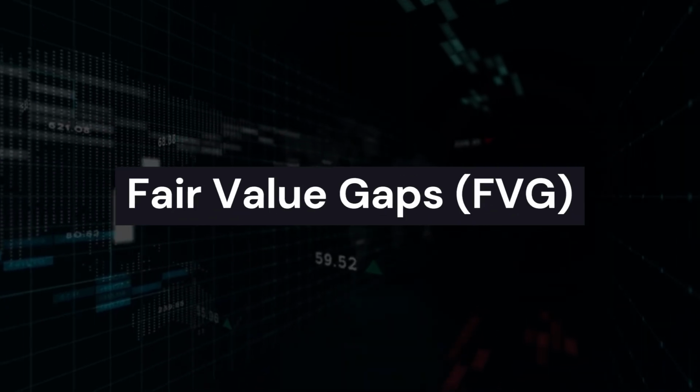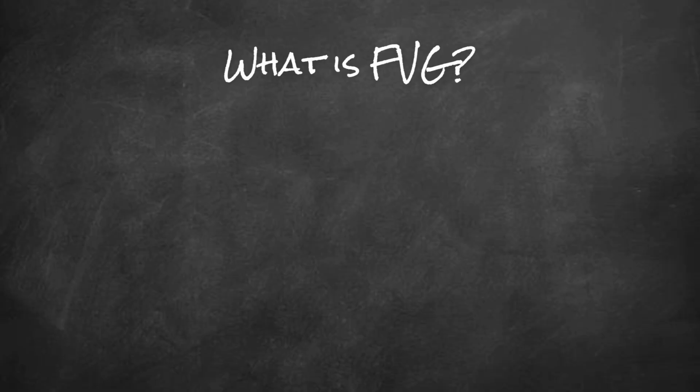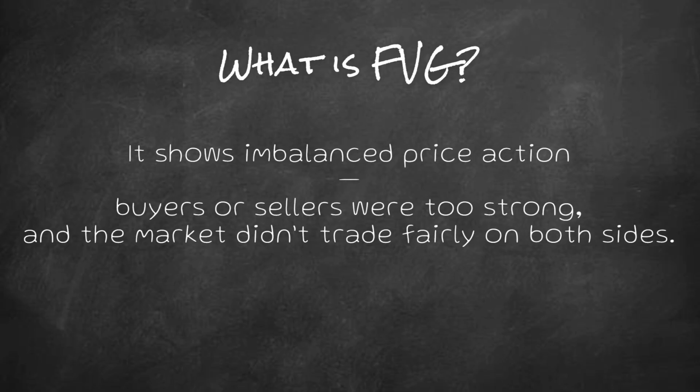Okay, so our fifth pattern is fair value gap, which is also known as FVG. A fair value gap happens when price moves so fast that it skips levels. On the chart, it looks like a gap between candles where no trading really happened. It shows imbalanced price action. Buyers or sellers were too strong and the market didn't trade fairly on both sides.